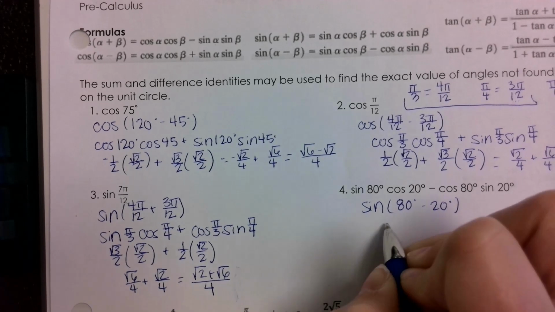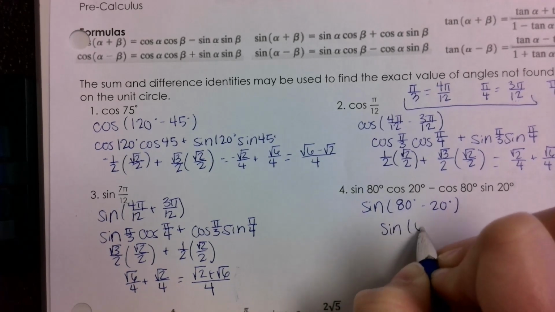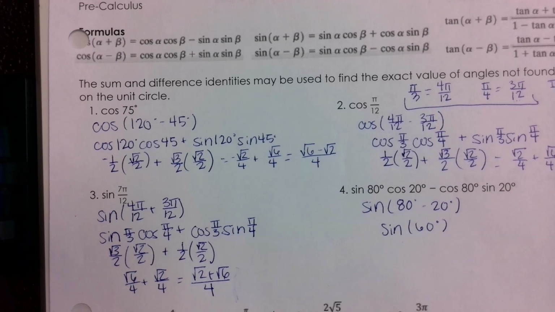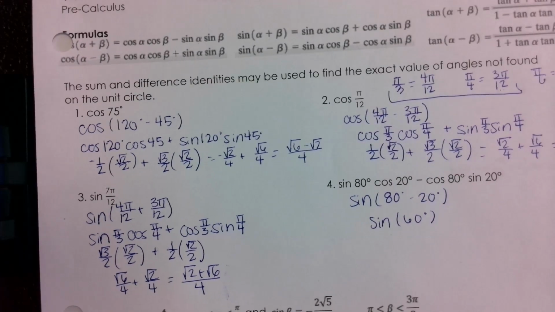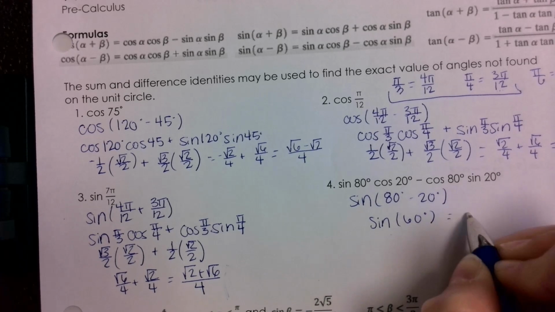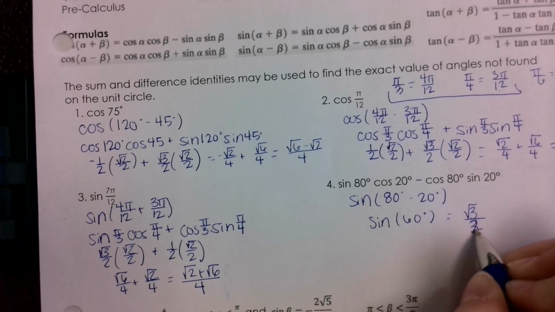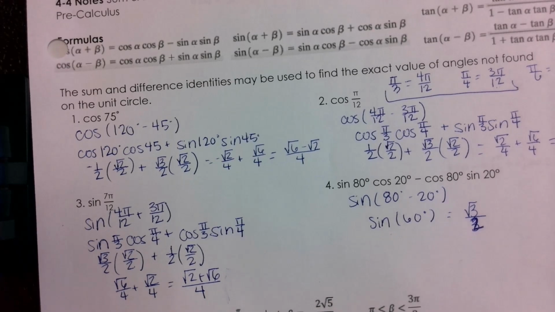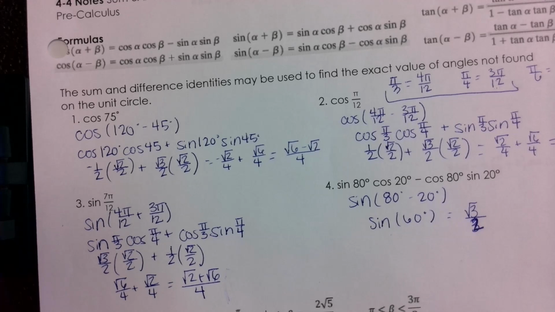Is that on our unit circle? What is sine of 60? I wrote root 3 over 2. Is that okay? And that's it. Is that alright? Questions? So really not too bad, right?